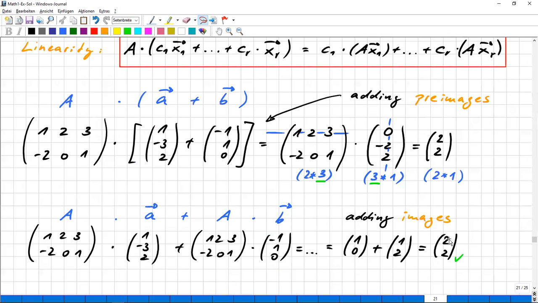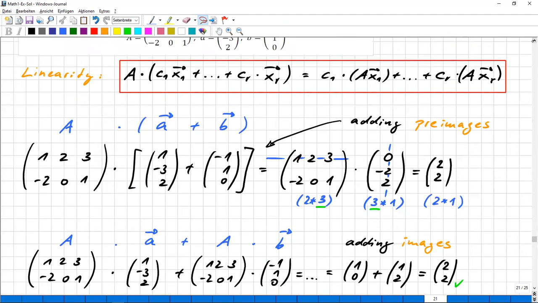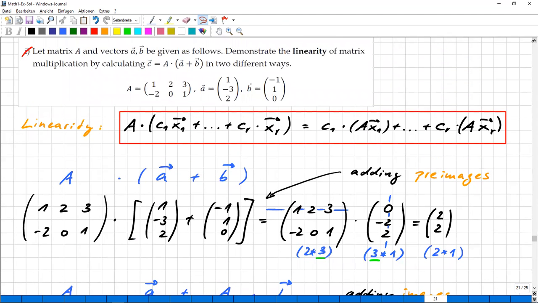And now we have proved, if you want, that in this example, the linearity of this whole mapping is fulfilled. So that was rather simple, but I think it's nice to bring things into play and to understand how to multiply matrices with vectors. Okay.